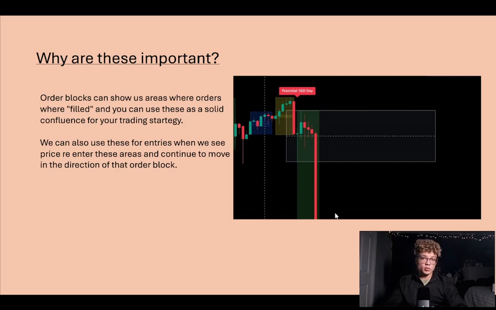Now, why are these important? Well, order blocks are important because this is an area where orders were filled in one direction, obviously, right? So we have this move up before the move down. All these sell orders were getting filled here, and then we had a sell-off. And we can also use these for entries when we see price re-enter these areas. So if price fell off here, we see price move back into here, tap into where there's more confluences that we find, and then price moves back down. That's kind of what my strategy is like, so that's why I really like these order blocks, and specifically high time frame order blocks.